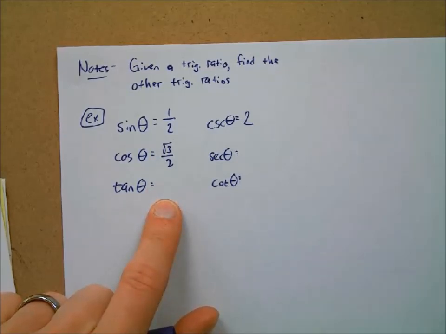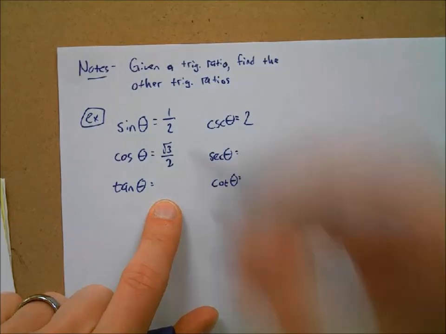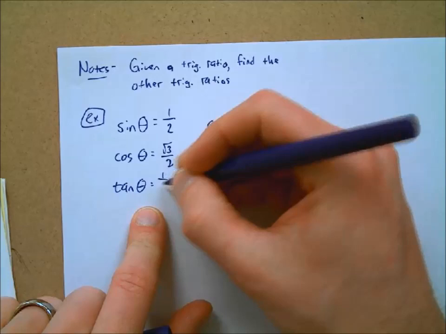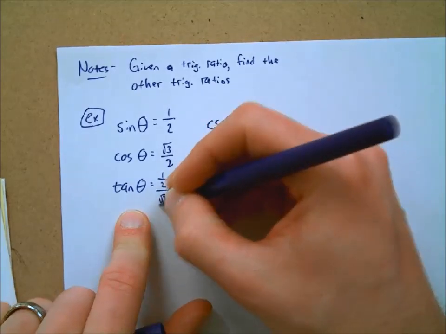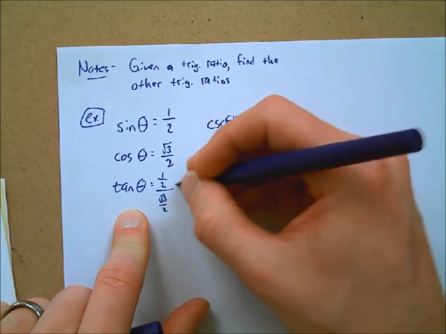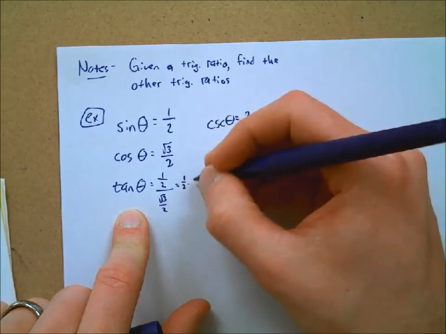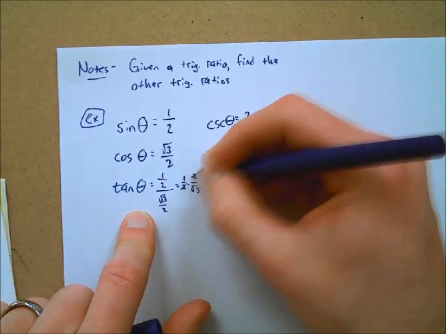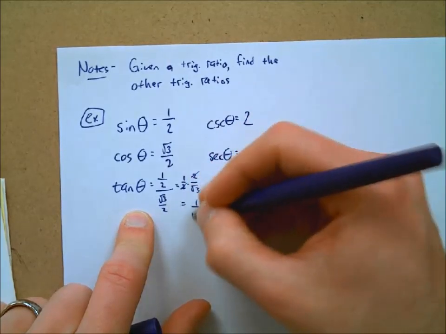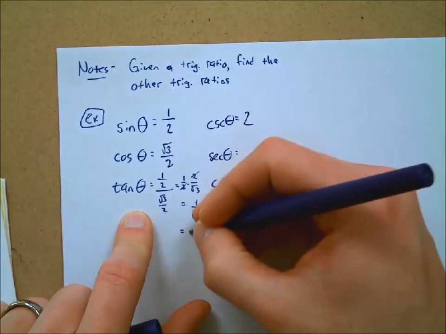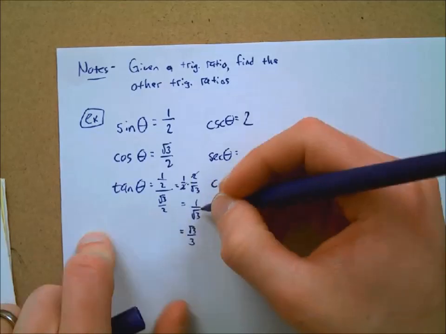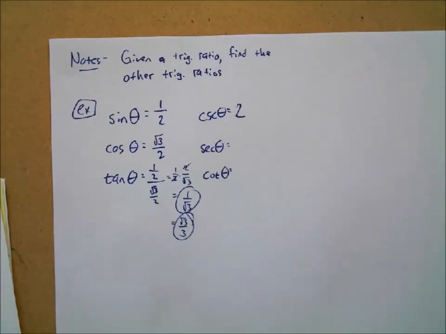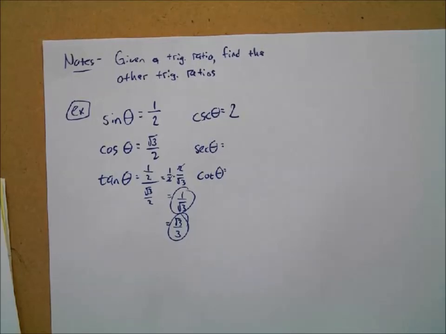We could do a ratio, right? We know that tangent is sine over cosine, don't we? So we can put 1/2 over the square root of 3 over 2, which if I rewrite that, that's 1/2 times the reciprocal, 2 over root 3. The 2's cancel, and so we're left with 1 over the square root of 3, or if we rationalize, root 3 over 3. So one of those two.